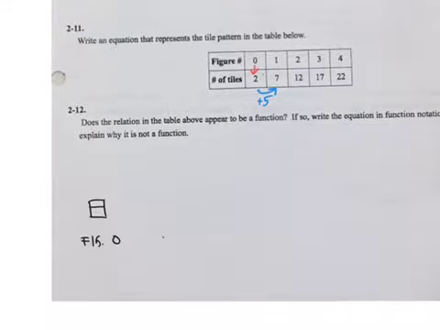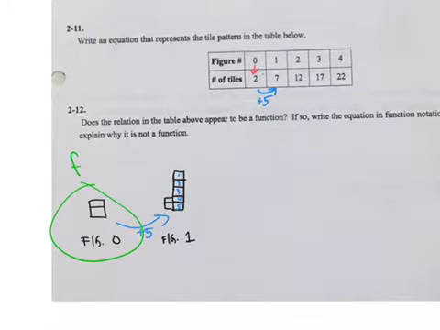And visually, maybe this looks like figure 1 has the original 2 tiles from figure 0 plus a brand new set of 5 more. That's 1, 2, 3, 4, 5 brand new tiles. So we started f of 0 had 2 tiles, so we input 0 figure number and output 2 tiles, and then our growth rate is plus 5 tiles every time.